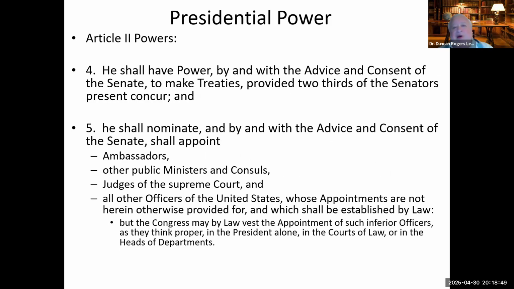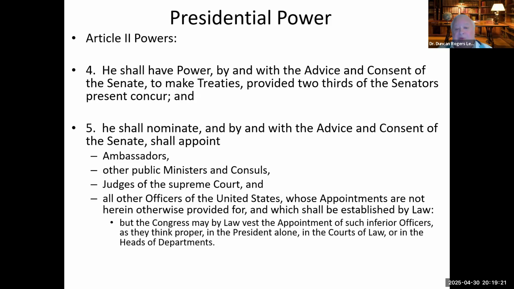He shall have the power by and with the advice and consent of the Senate to make treaties, provided two thirds of the senators present concur. He shall nominate and by and with the advice and consent of the Senate shall appoint ambassadors, other public ministers and consuls, judges of the Supreme Court, and all other officers of the United States whose appointments are not herein otherwise provided for and which shall be established by law. Those are all those agencies we're talking about earlier.